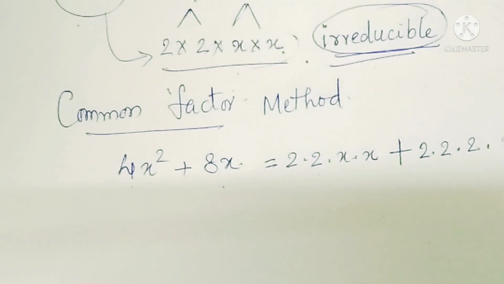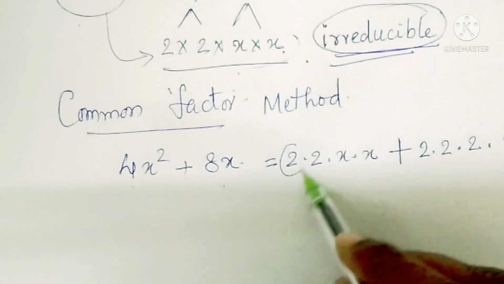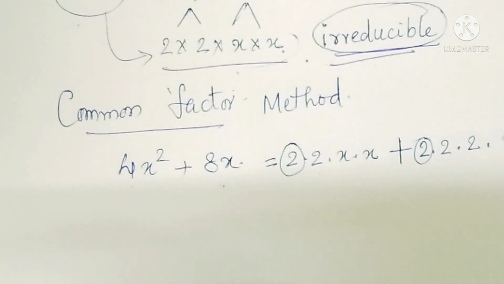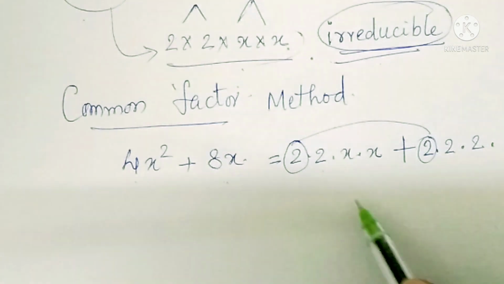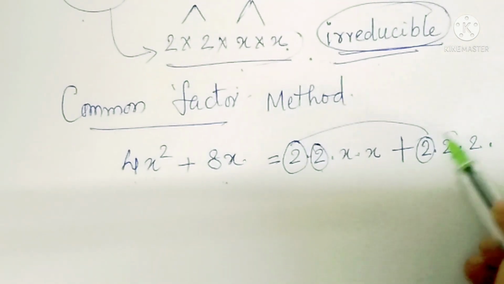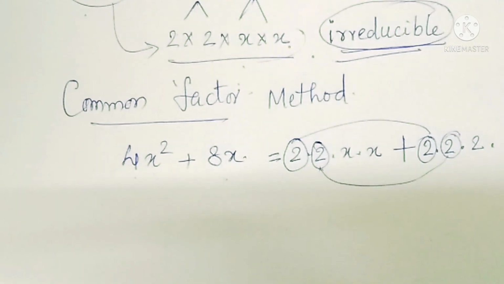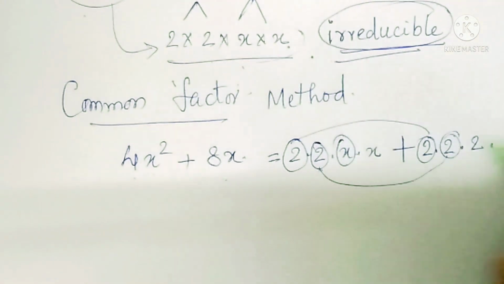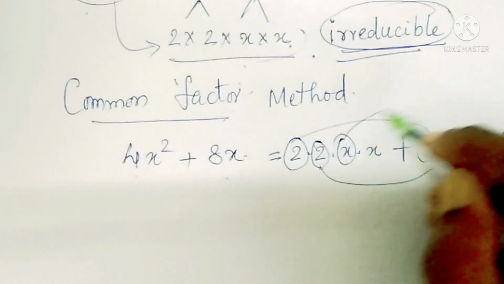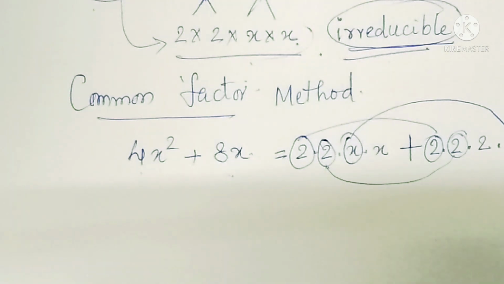Now, we need to find the common factors. Common factor means which comes in both the terms. Here you have a 2, here also you have a 2. So, these two are common factors. Again, here 2, here 2. So, these two are also common factors. Here you have an x and here also you have an x. That is also a common factor.